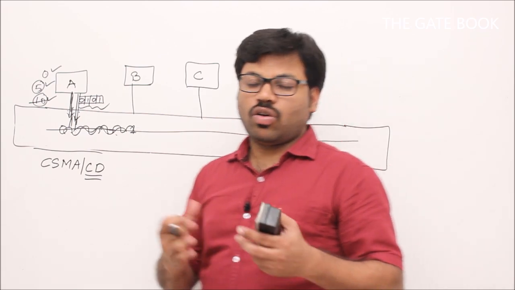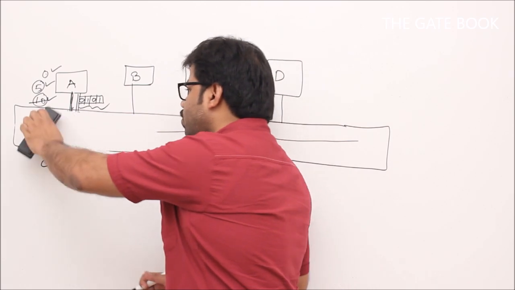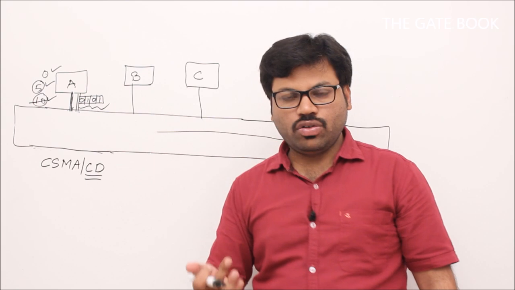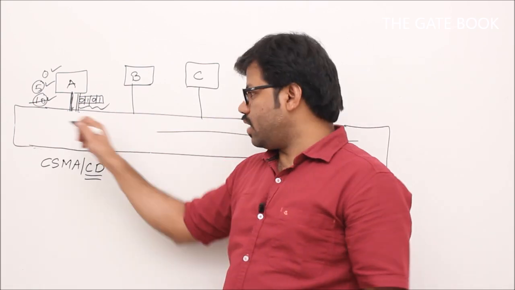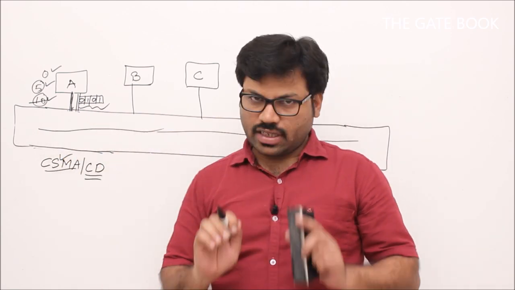So that is the way collision detection is going to take place, but you should be very careful. First of all, I will tell you the complete procedure, how this collision detection is going to work. Every station, whenever they want to send data, will sense first. This is of course CSMA, right? So using CSMA, we sense it.